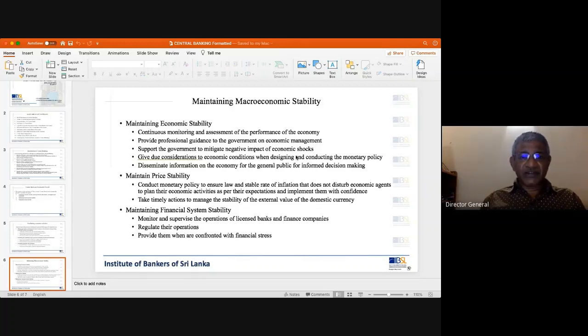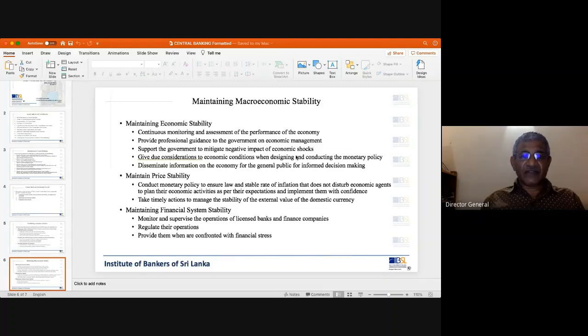Continuous monitoring and assessment of the performance of the economy. Central Bank of Sri Lanka, because this discussion is based on the Central Bank of Sri Lanka. As we said at the very beginning, we had to be familiar with the Central Bank of Sri Lanka more than any other central bank in the world, because that is the most influential one for our life.